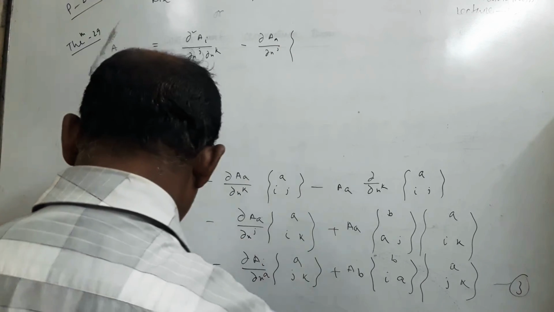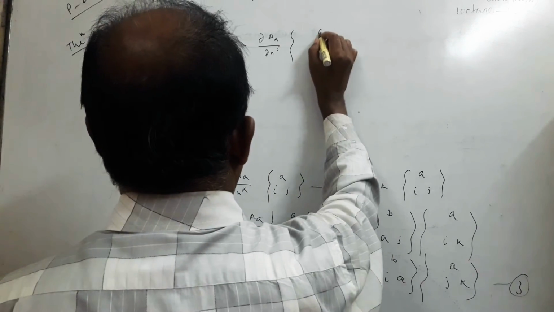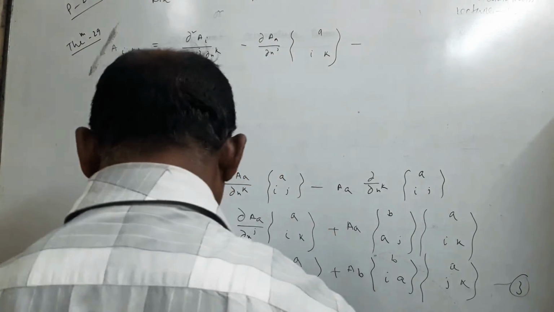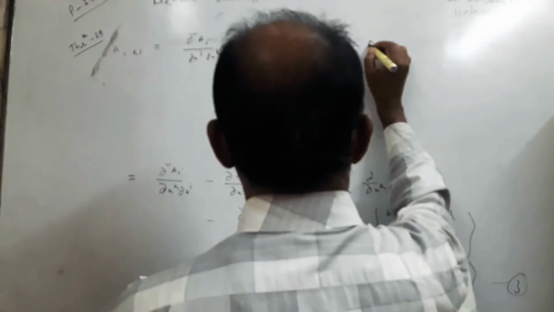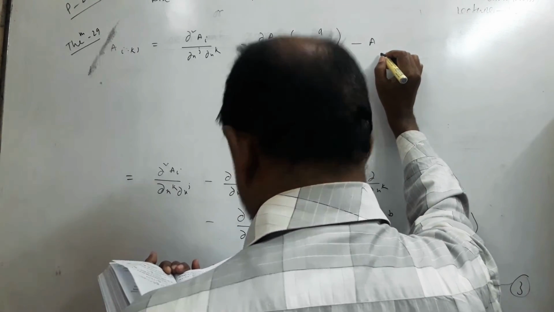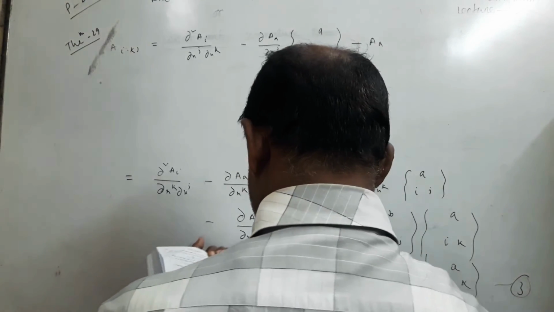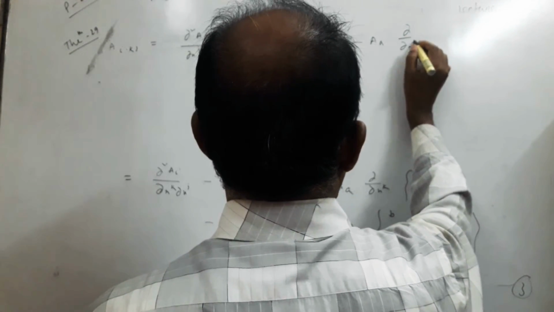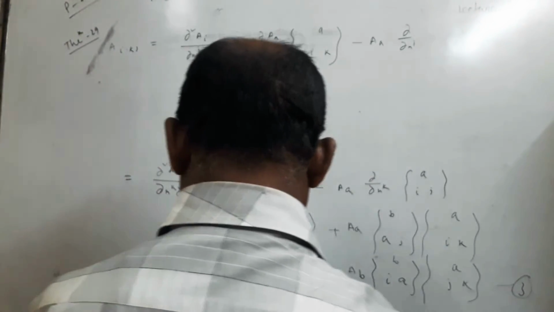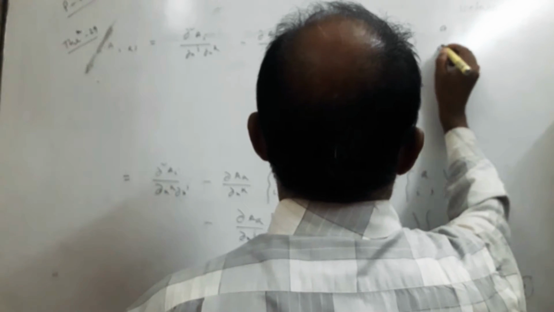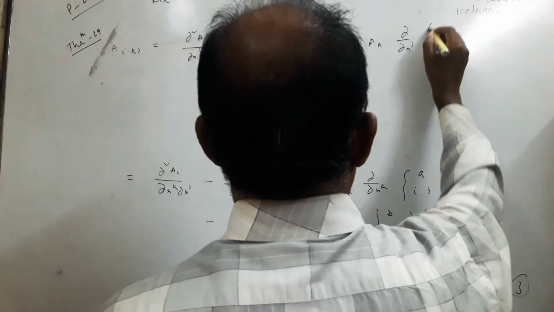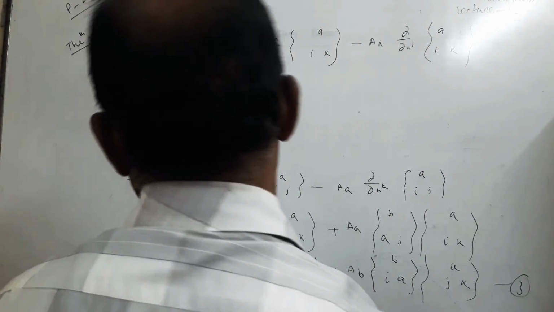Del x is a I and k minus a a, del by del x z into a I k, right, so you are okay.